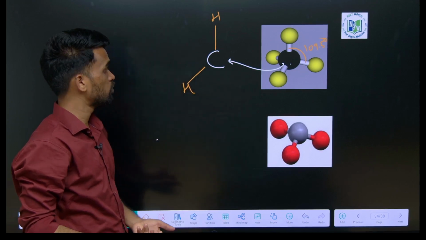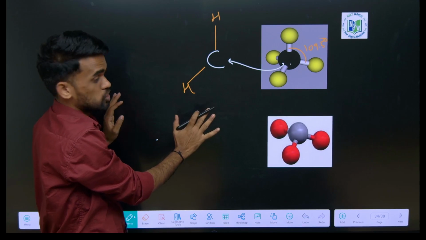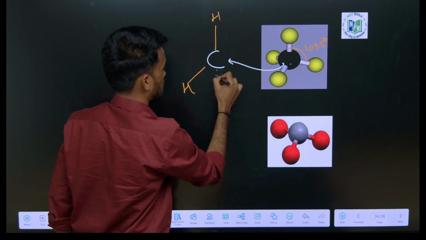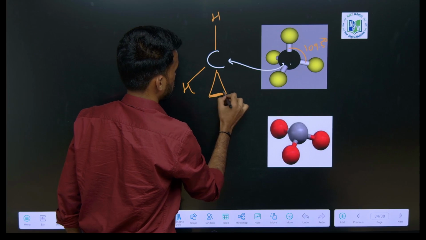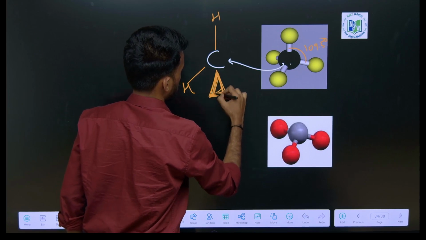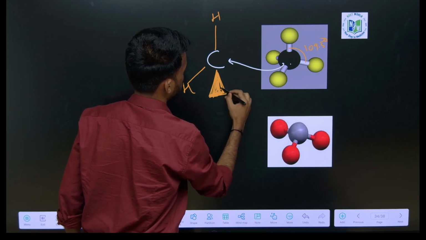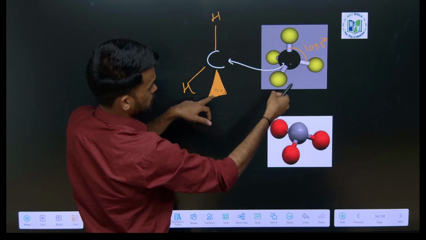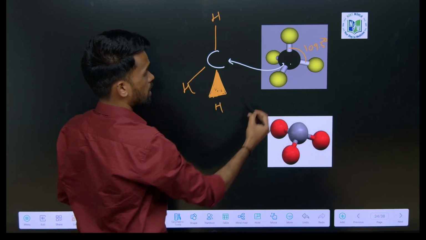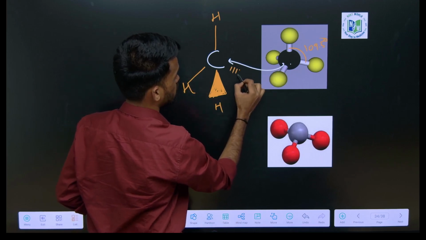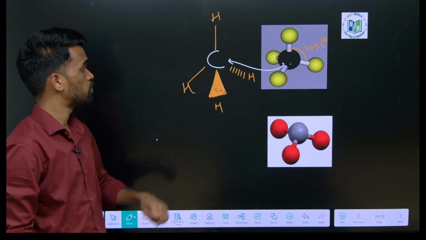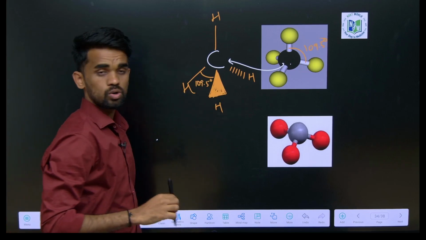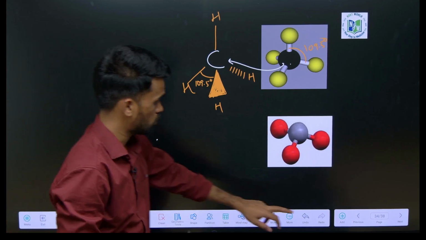I hope this is very clear. See, this is a two-dimensional sheet, you can say plane. So in this plane, we have to represent a three-dimensional picture like this. This bold line which I am writing can also be called wedge-dash notation. It is saying the front side hydrogen atom is there, and the back side atom should be represented with the dashed line like this. So what is the angle? 109.5 degrees. I hope it is very clear. If you have any doubts, you can ask me.